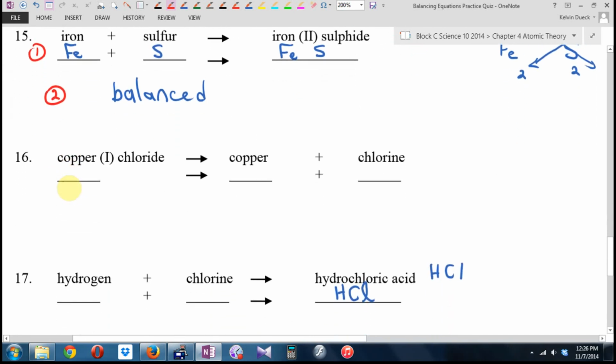Copper chloride yields copper plus chlorine. Well, copper I can get, that's Cu. Chlorine I can get, oh, it's going to be Cl2. Copper 1 chloride, that I got a crisscross off in the margin.